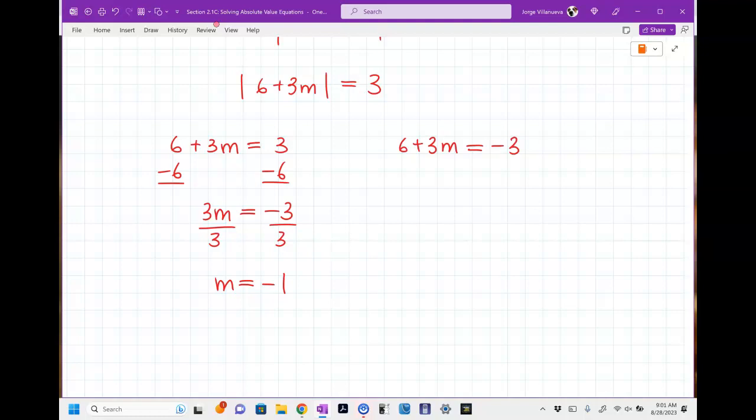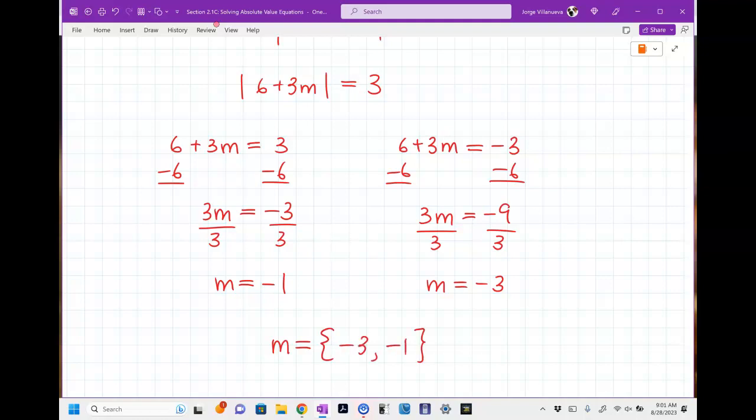Notice I'm going to take the same steps on the other one. I'm going to subtract 6. So I get 3m equal to negative 9. And then I'm going to divide by 3, just like I did in the previous part. So m is equal to negative 3. I got 2 different solutions. So m equals negative 3 and negative 1. And this is what you guys are going to be doing for your homework.